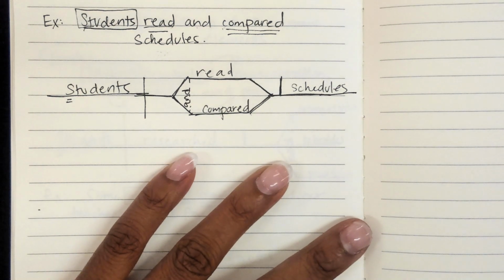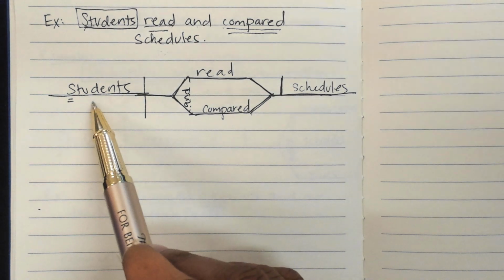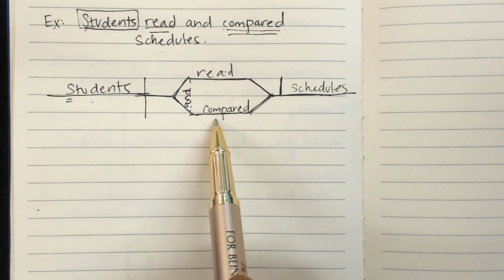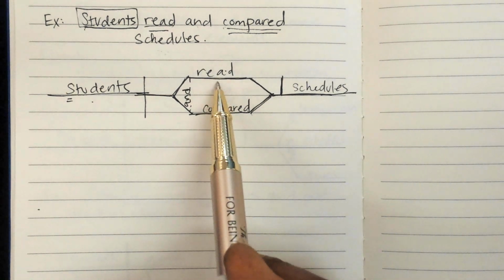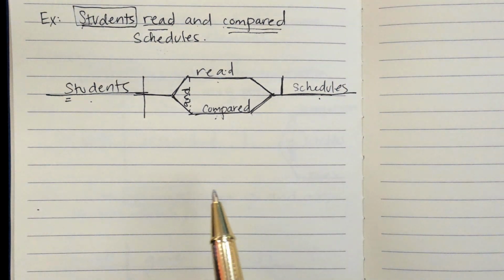Let's spend a moment just looking at our diagram. All the way to the subject, students, what did they do? They read and compared. What did they read and compare? They schedules. Oh well, that's not funny. Okay, next, let's do one more example. This one's going to be a little bit trickier.